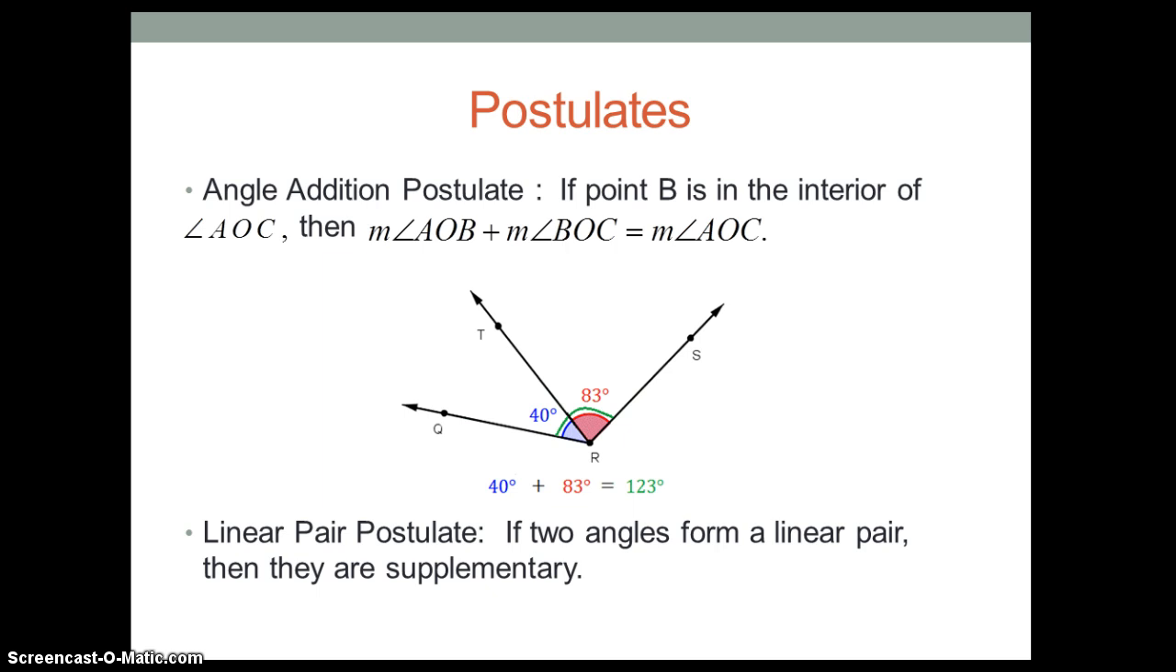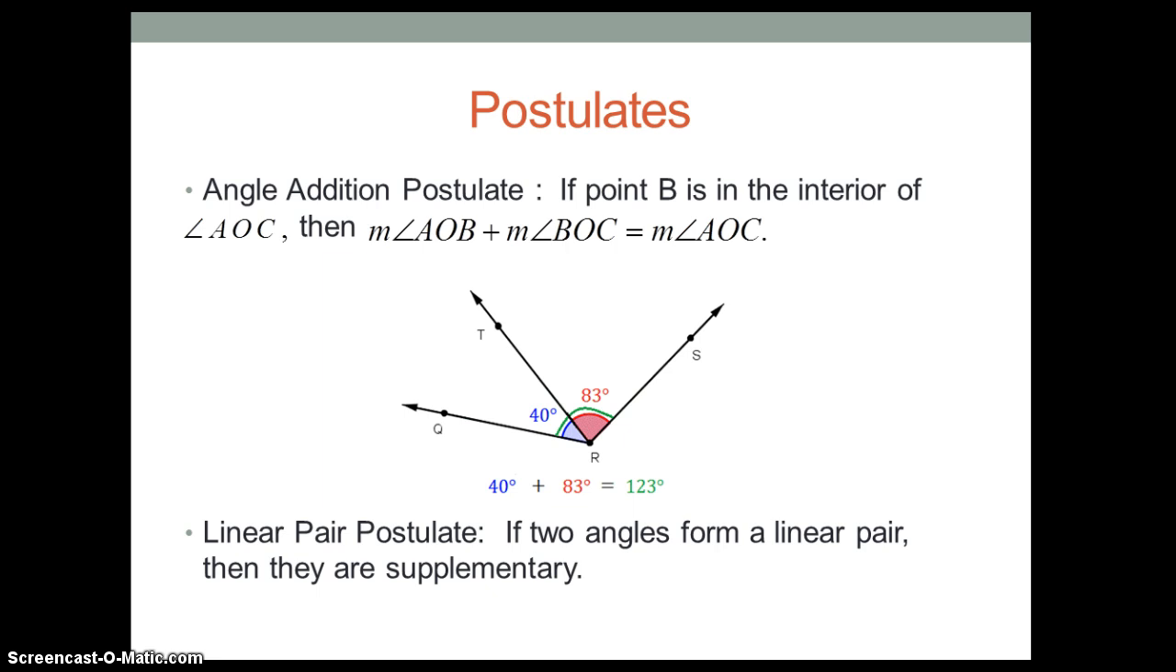Now finally, we have a few postulates, so make sure you switch colored sheets and write down these postulates. The first one is the angle addition postulate, and this is very similar to our segment addition postulate. It says if point B is in the interior of angle AOC, then the measure of AOB plus the measure of BOC equals the measure of AOC.